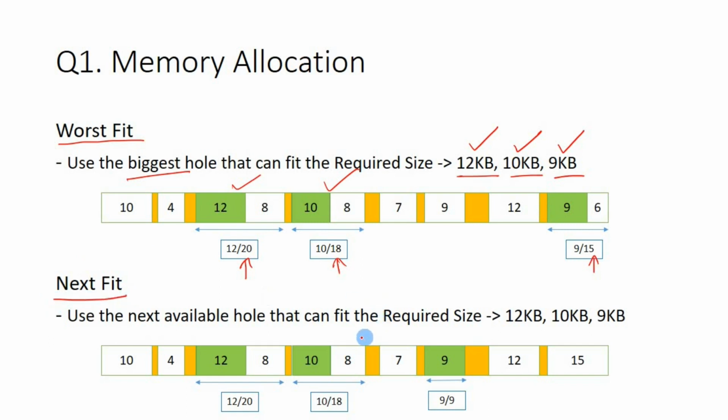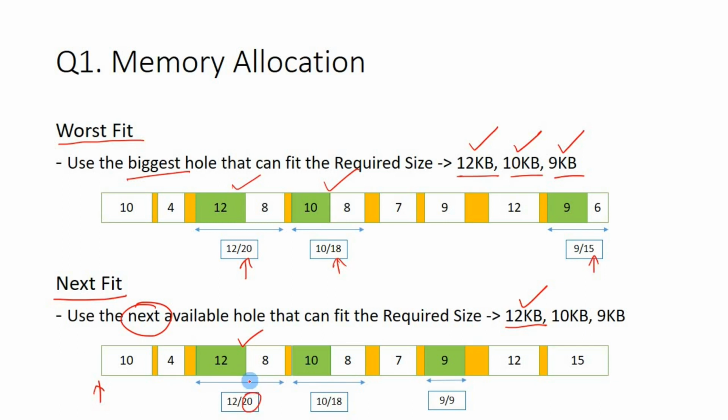Basically, it uses the next available hole that can fit the required size. For example, when I want 12 kilobytes, I will start from here and go through, and I'll see that the first 20 kilobyte hole is the first one that can fit. So I would take 12 out of the 20, and the remaining 8 will be empty. That is done. Since I am currently at this location, I will start from the first available hole, starting from where I last used the allocation.